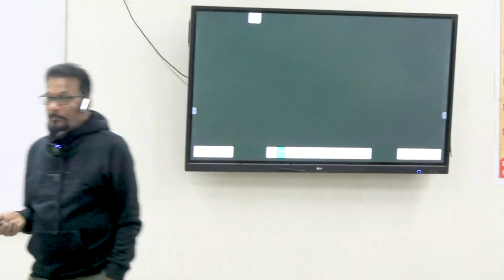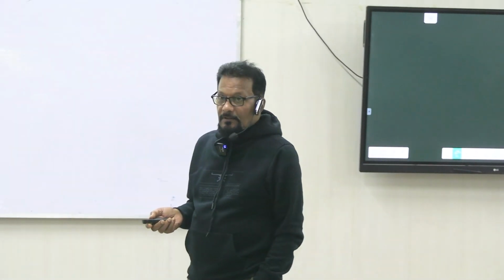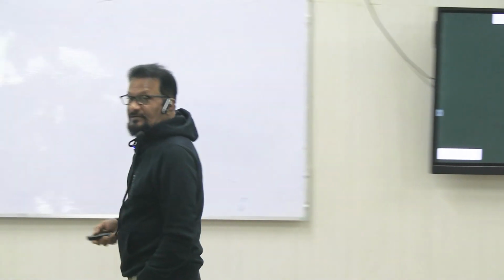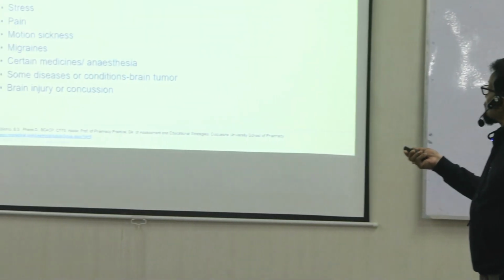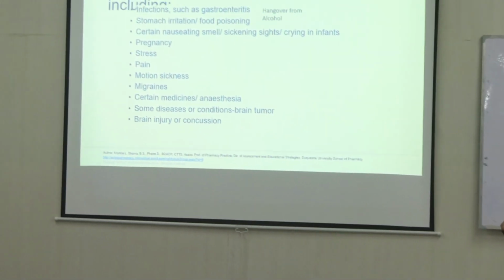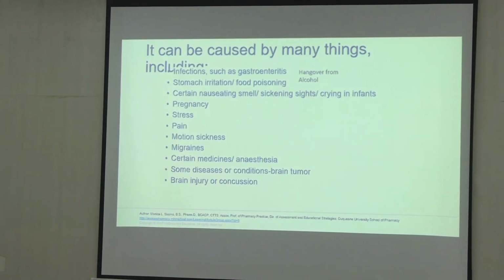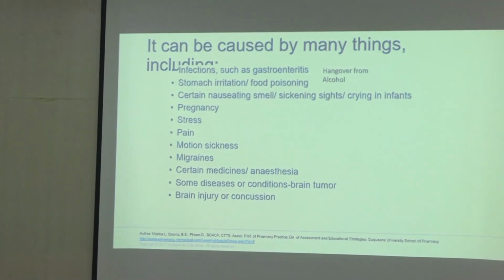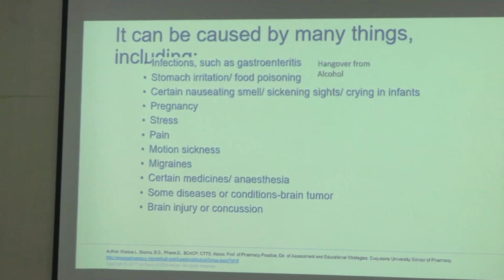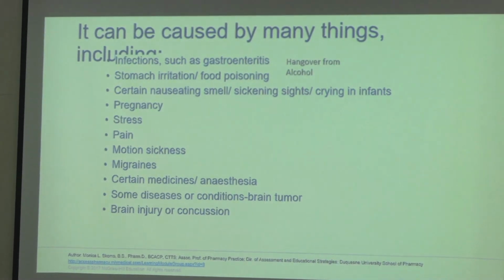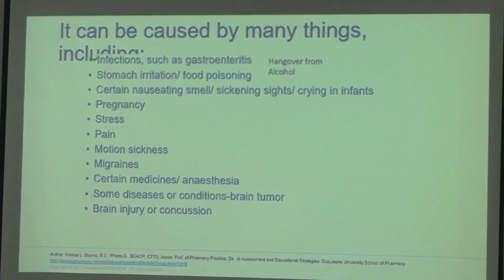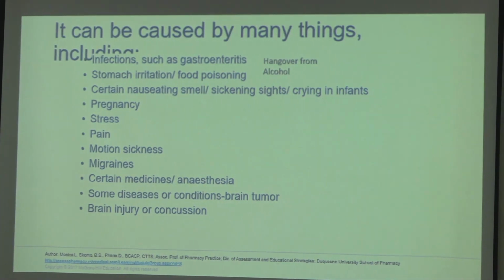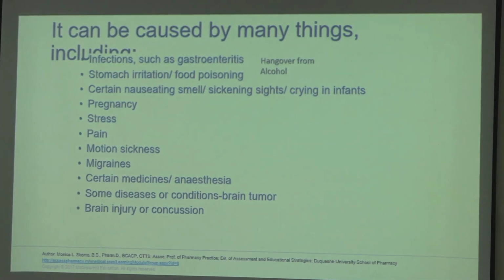What causes vomiting? What are the etiologic factors of vomiting? So these are infection, gastroenteritis, and stomach irritation by food poisoning, and certain nauseating smells. Sometimes some people, when they see an accident case or see blood, immediately start vomiting. So it is because of emotions.